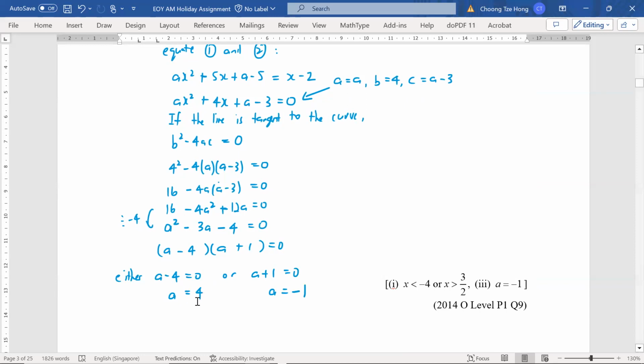If you recall in part 2, we subbed in the value of a equals 4. So this is not the answer that we want. They want the other value. In other words, a equals 4 is not applicable for this part, and the answer that we want is a equals -1. So this is the solution for this particular question.